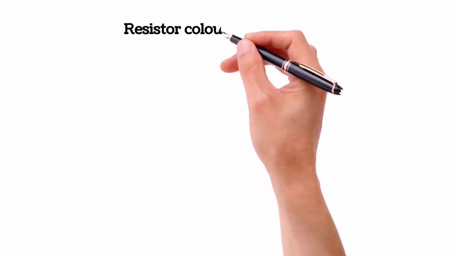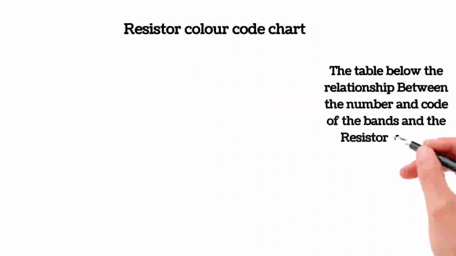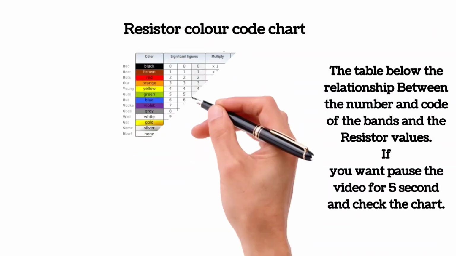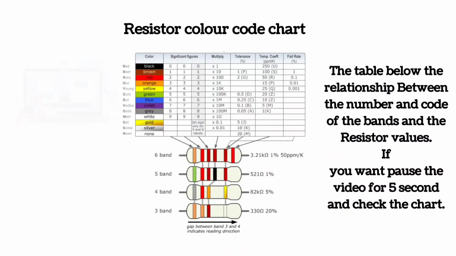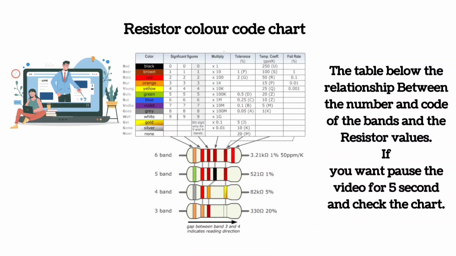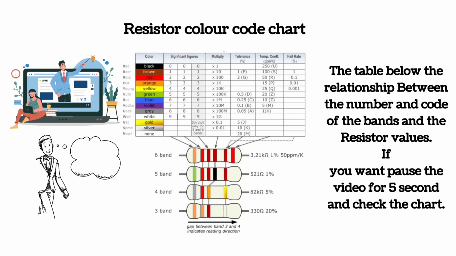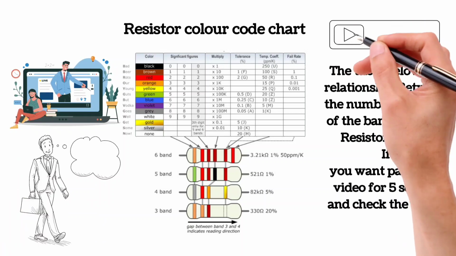Resistor color code chart. The table below shows the relationship between the number and color of the bands and the resistor values. If you want, pause the video for 5 seconds and check the chart.